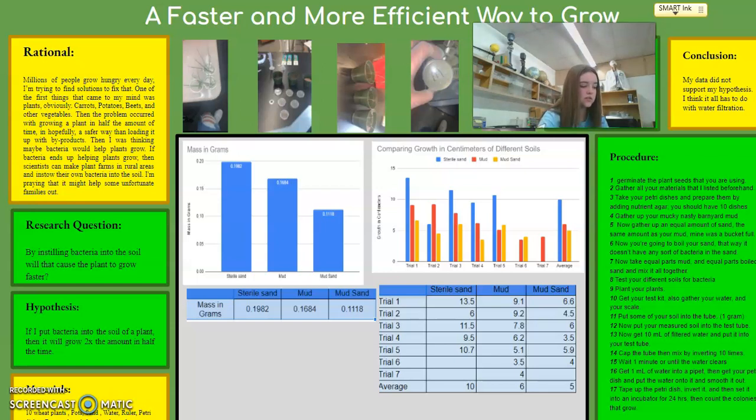All of my data shows that sterile sand grew the best, and I think it's all because of water filtration, and because wheat doesn't need a lot of water to grow, and I think the mud was actually drowning it.